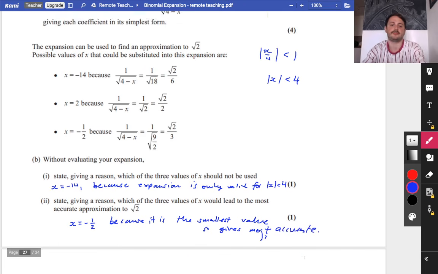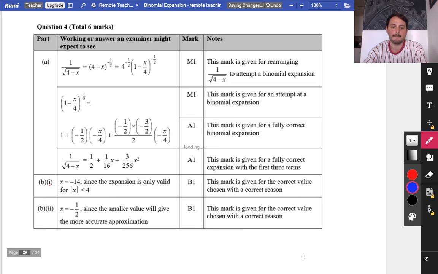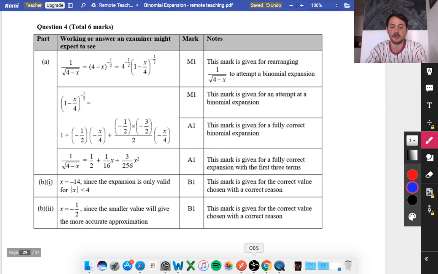Okay, let's just double check that we got those right. We can't use this because the expansion is valid for x being less than 4, and the smaller value gives the more accurate approximation. So we're going to stop there. I know that's been a really, really long video, but hopefully you've come back to finish those off. Thanks guys, see you later.